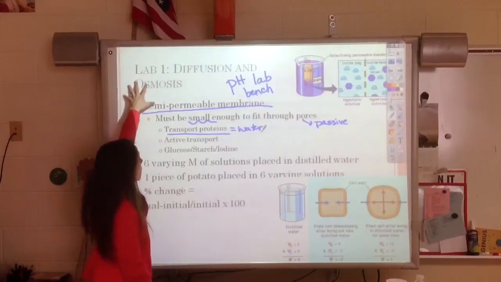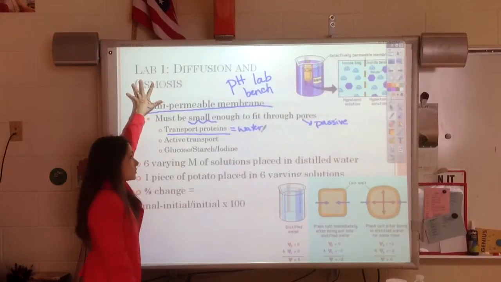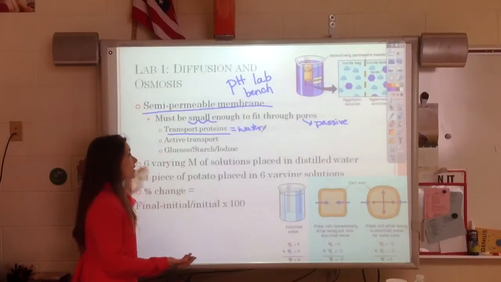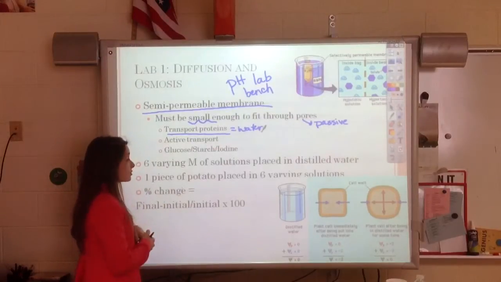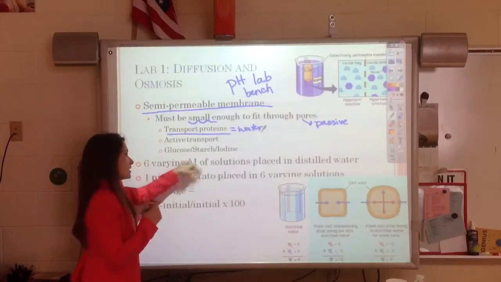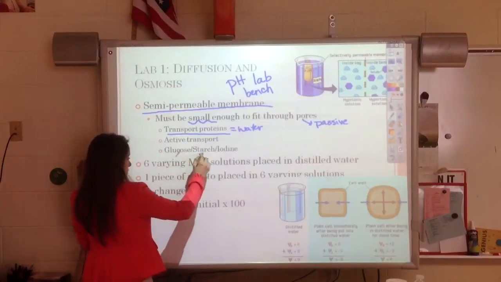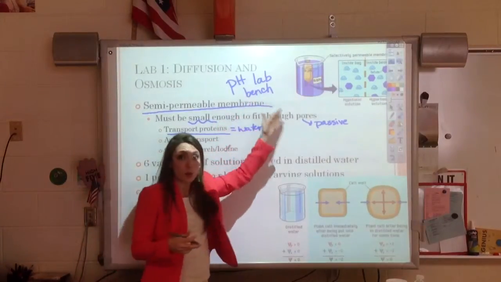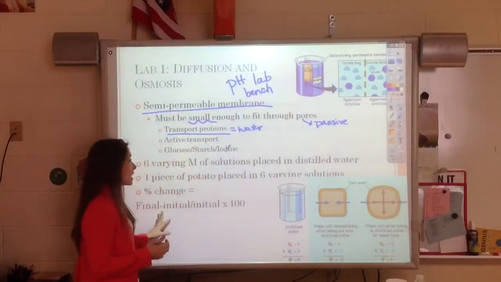So when we give you an example of diffusion or osmosis, you want to know, how do things diffuse? They move from high to low concentration. We can use active transport, but that will require energy. One of the examples we used compared glucose to starch to iodine, and we looked at the end result to see what moved. Now this was the potato lab.